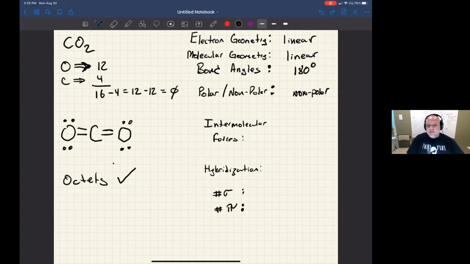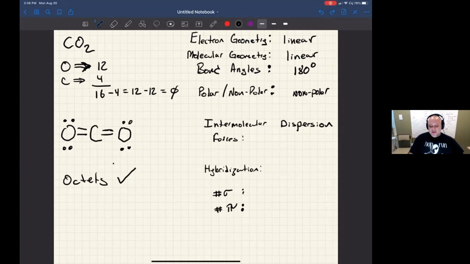If you're in introductory chemistry, that's it for you. If you're in general chemistry, you need to figure out the rest of this stuff. So we need to go back and do the intermolecular forces. It's nonpolar. So that means there's only dispersion forces. None of the other forces would be present in a collection of these molecules.